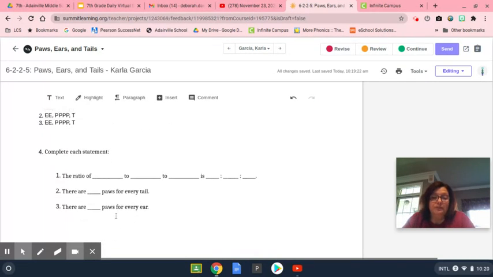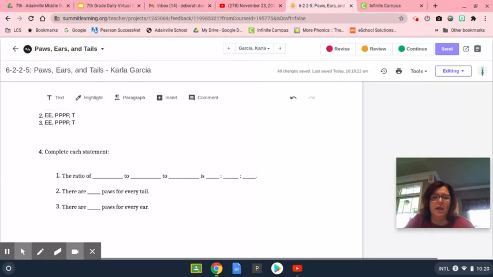Okay, number 2, there are blank paws for every tail. Most are getting this correct. That means for a cat, you see 1 tail. Think about how many paws they have. Number 3, though, is the most missed question. I've seen a lot of checkpoints that say there are 4 paws per ear.